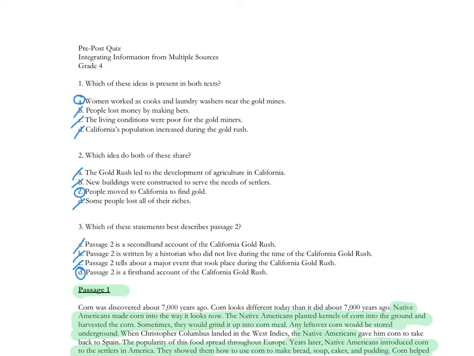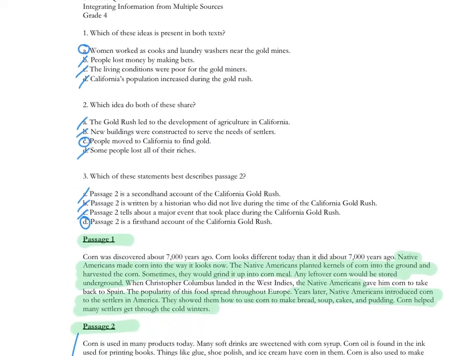Number 3, which of these statements best describes passage 2? Well, the best answer you can see is circled D. Passage 2 is a first-hand account of the California Gold Rush, and that's a review from the week before.